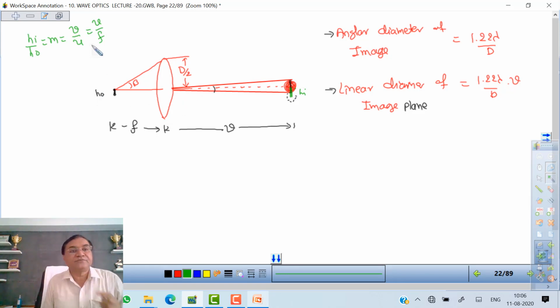Okay, this is our formula. V upon U is equal to magnification. And we take everything as positive; we are just considering magnitudes. We don't need to put any negative sign. Okay.